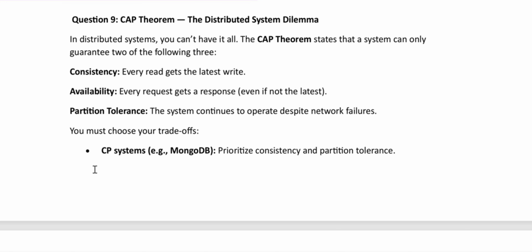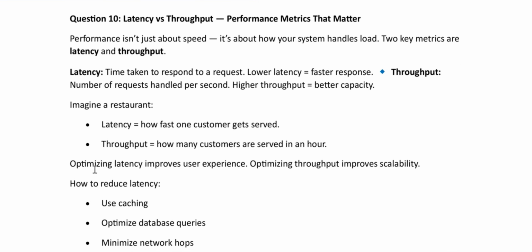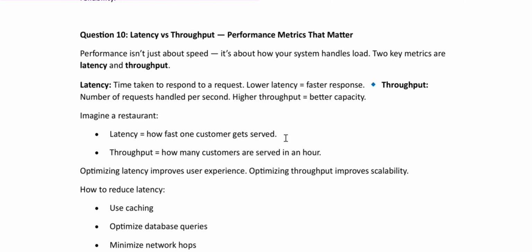Moving to the next question, what are latency and throughput in system design? Performance is not just about speed. It is about how your system handles load, right? Two key metrics, latency and throughput, are very important. Latency means the time taken to respond to a request. Lower latency means a faster response. Throughput means the number of requests handled per second. Higher throughput means better capacity.